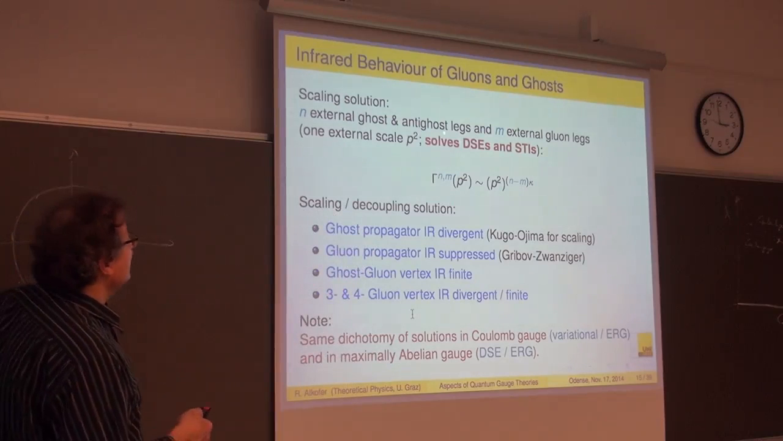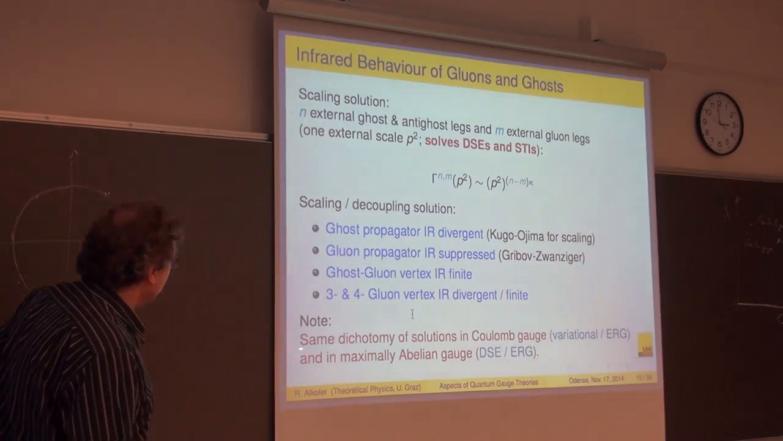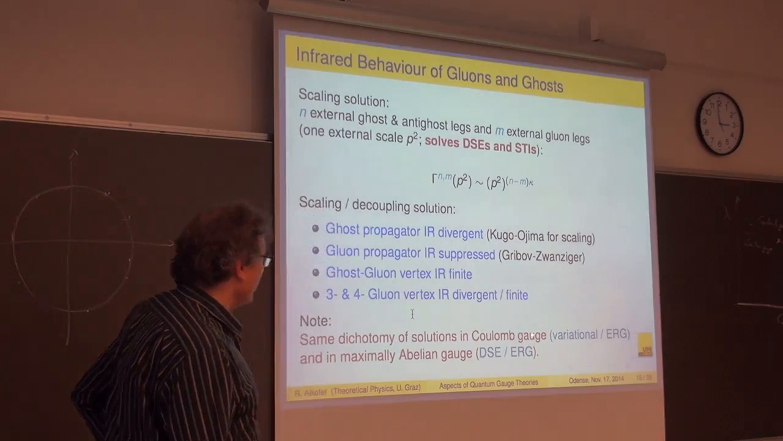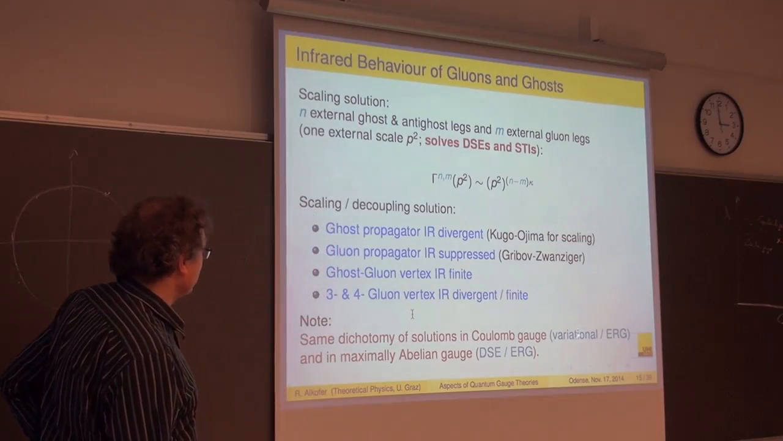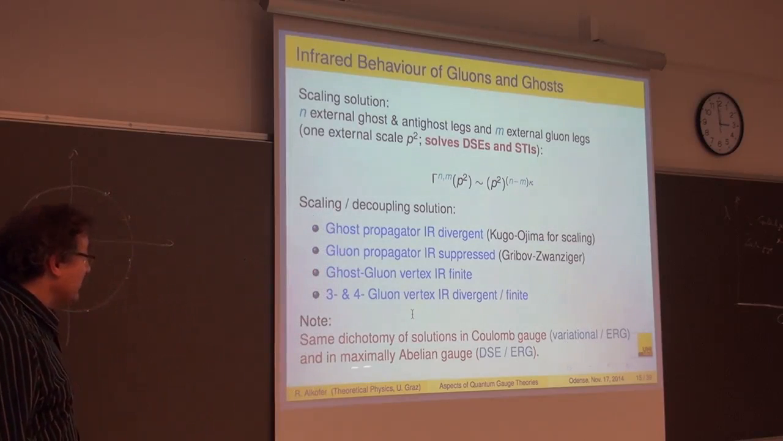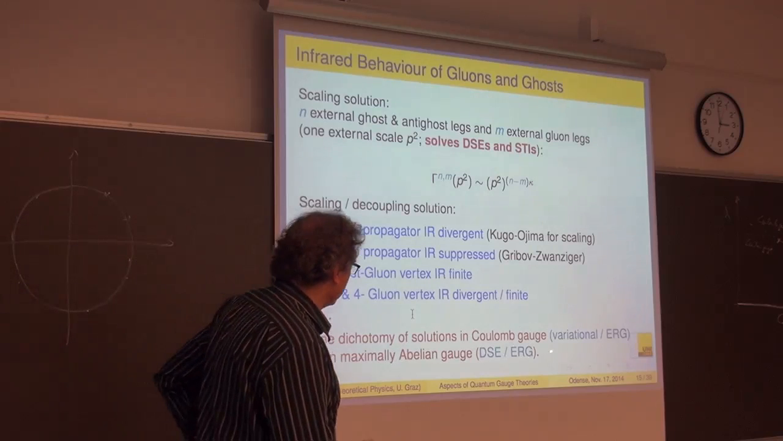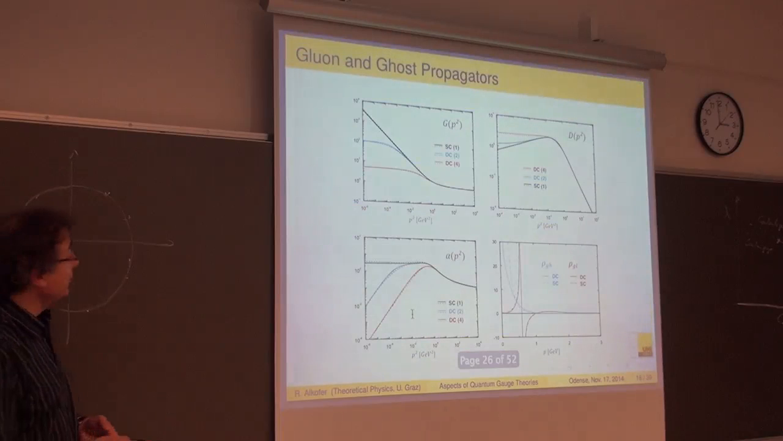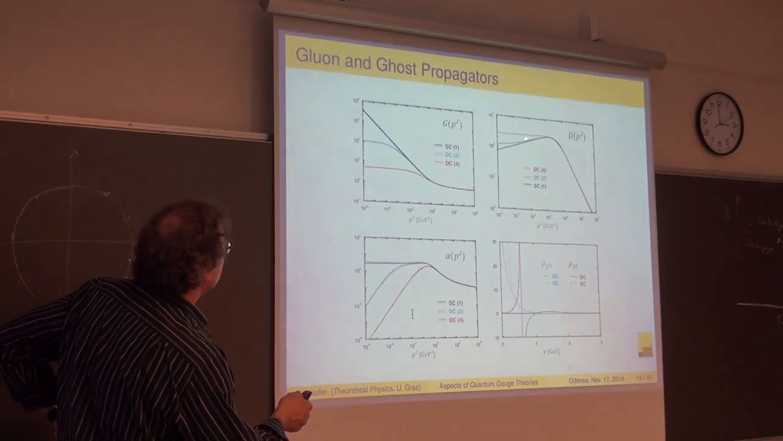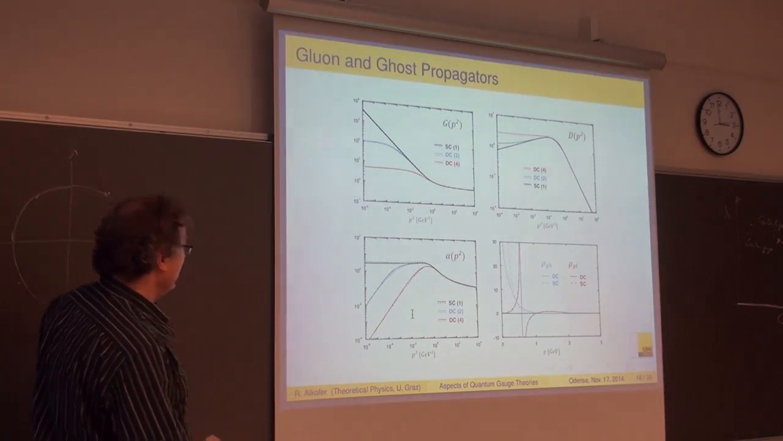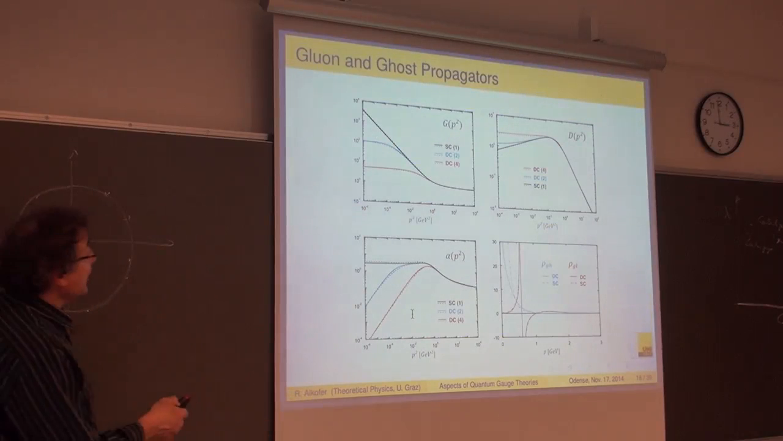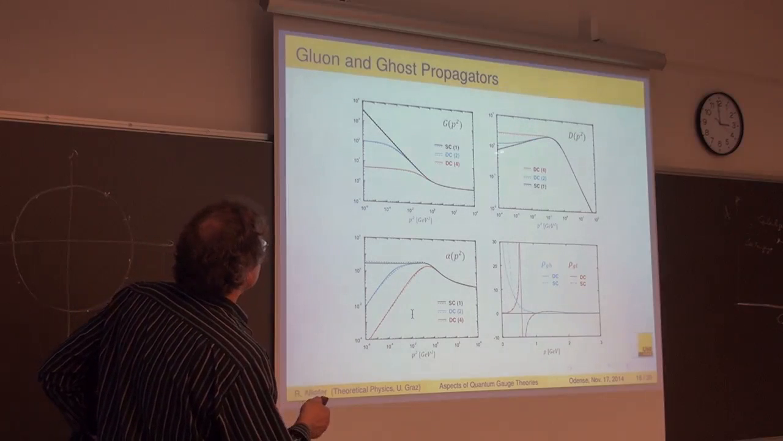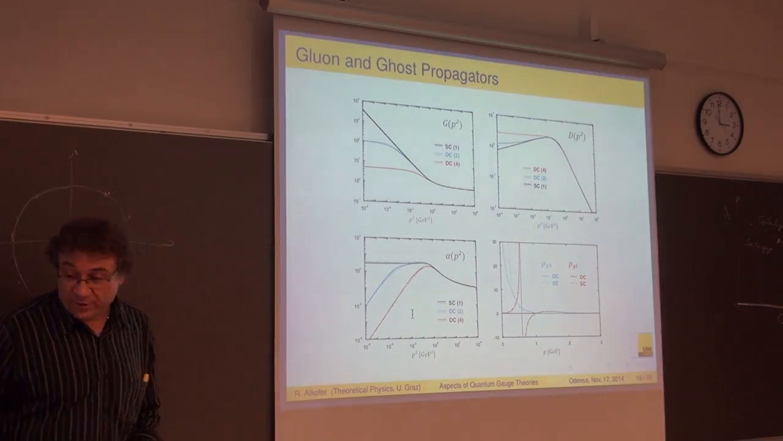And one should note that this doesn't only happen in Landau gauge. We found the same classes or families of solutions in Coulomb gauge using variational and ERG methods, exact renormalization group methods, and in maximally abelian gauge using Dyson-Schwinger equations and also exact renormalization group methods. And these exponents of the scaling solution you see very nicely here. So very clearly here this exponent. And you have a scaling relation between the gluon and the ghost propagator. So these exponents are not independent from each other.